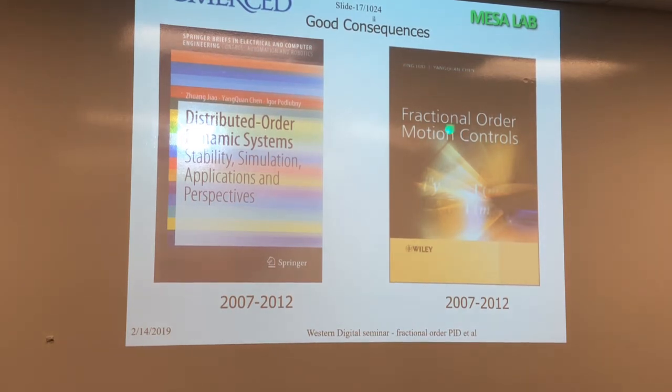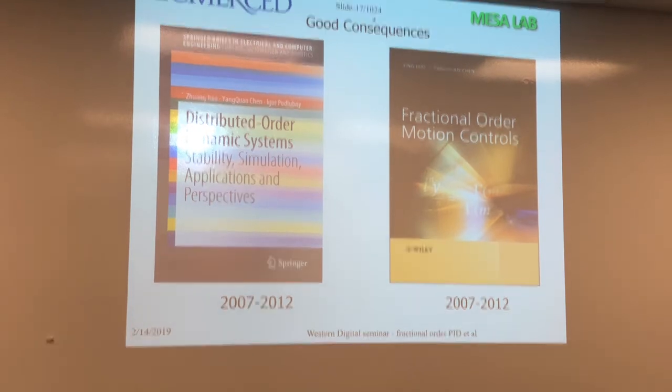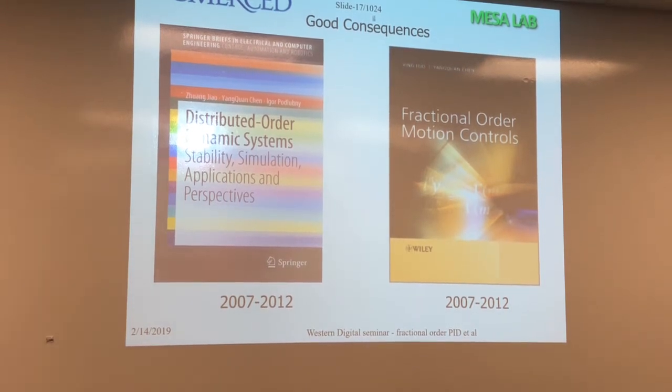Fractional order motion control, we have lots of lab experiments. In this book, we showed the following. Under fair comparison conditions, we have to show that the best of the fractional order controllers will be better than the best of the integer order controllers. It makes sense? So everybody starts to get convinced, saying, oh yeah, we should take a look.